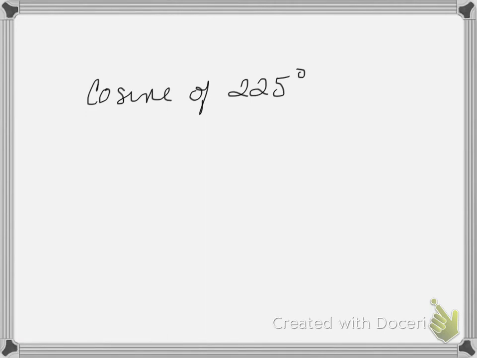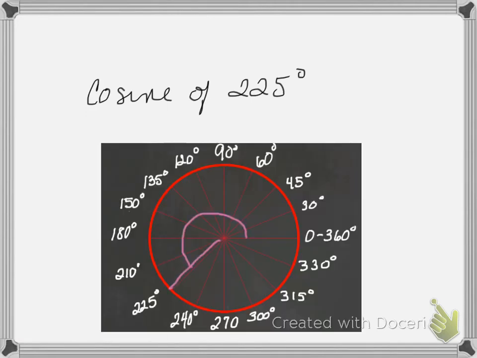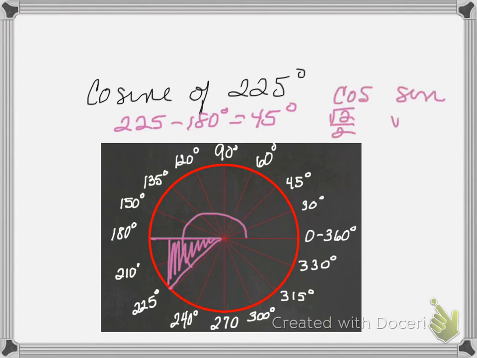Let's do the cosine of 225. So I make a 225-degree angle. I see that it's in the third quadrant. And when I take away 180, I find that it's a 45-degree angle. Well, the cosine and sine for 45-degree angle is the square root of 2 over 2. And they're both identical. So what's going to change?